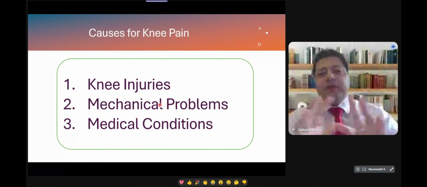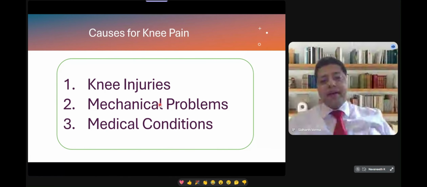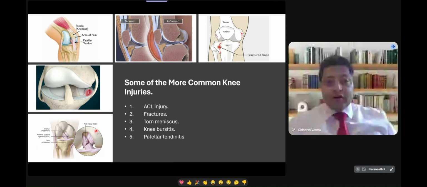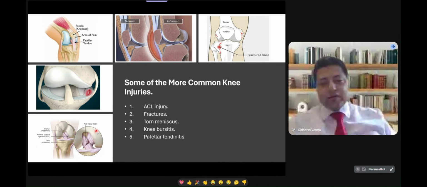If you classify and simplify, this is very complicated, but the cause of pain can be either an injury, mechanical problems, or some medical condition. The more common injuries which you might have heard of, and I'm sure some of you might be patients also, are the ACL injury, fractures, the torn meniscus, knee bursitis, and patellar tendinitis. If you see these pictures, this is the normal knee joint, this is the inflamed knee joint. You can see there is a lot of fluid here, and pain because of these issues.